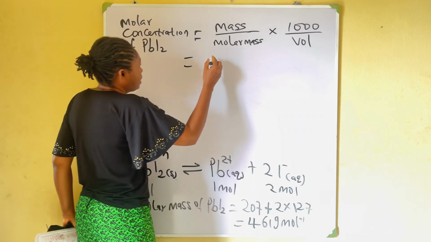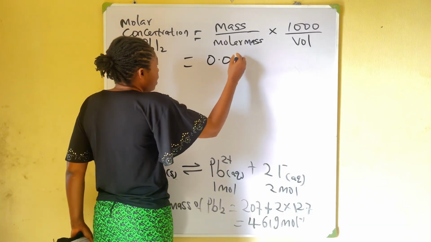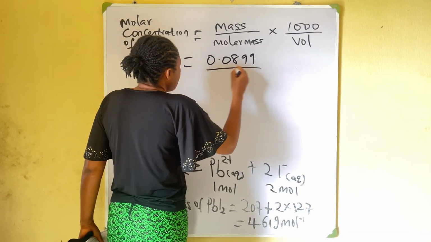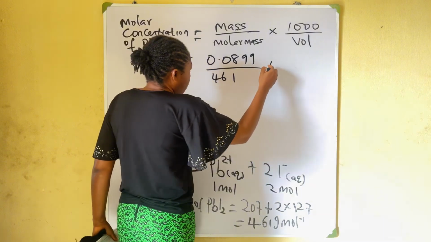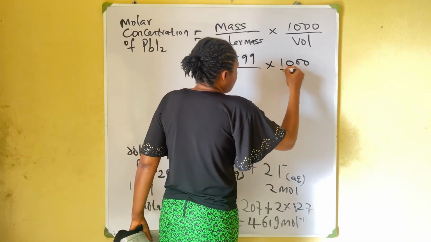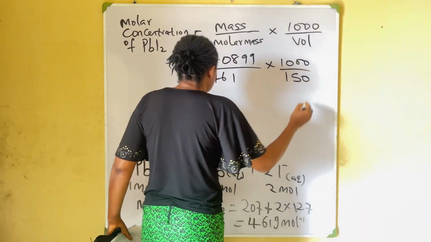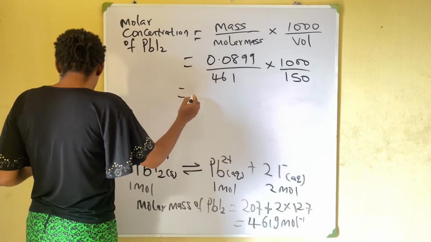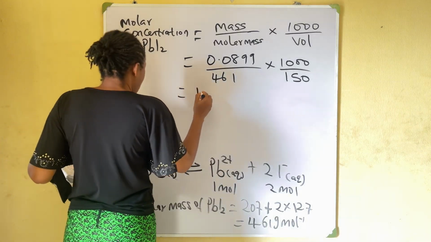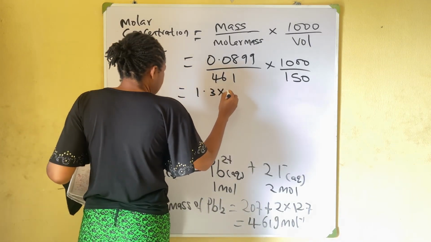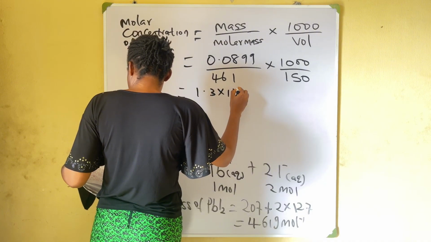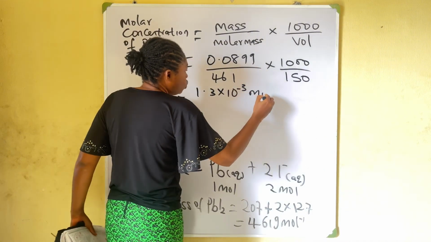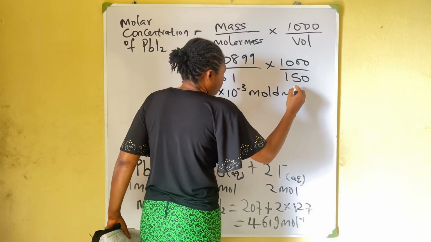So the mass we are given is 0.0899. The molar mass is 461, times 1000 over volume. Volume is 150. So you're going to be having 1.3 times 10 raised to the power minus 3. So the unit is mole per dm cube.